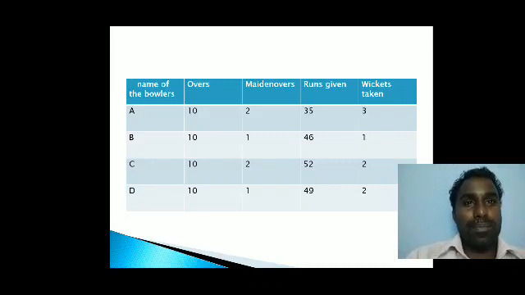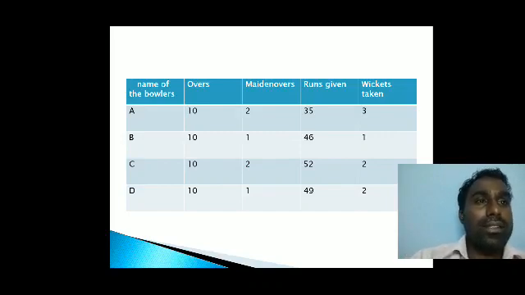First I'll place the bowler name A. You can put any name, whichever bowler you want. The next one is B, the next one is C, and the next one is D. So the first one, A, bowled 10 overs, and he bowled 2 maiden overs, the runs given are 35, and he took 3 wickets.